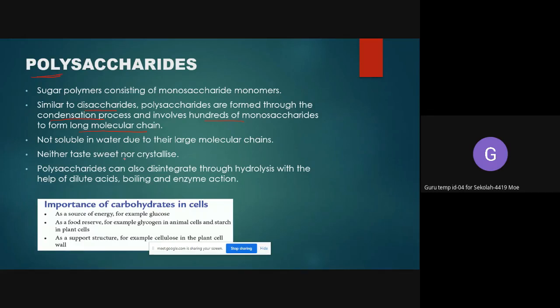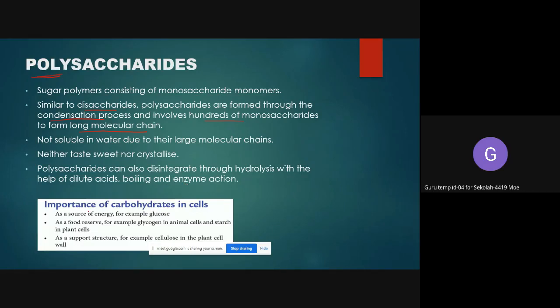Neither taste sweet nor crystallized. Dia tak macam monosaccharide lah. Monosaccharide kan dia taste sweet. Polysaccharide can also disintegrate through hydrolysis with the help of dilute acids, boiling, and enzyme action.